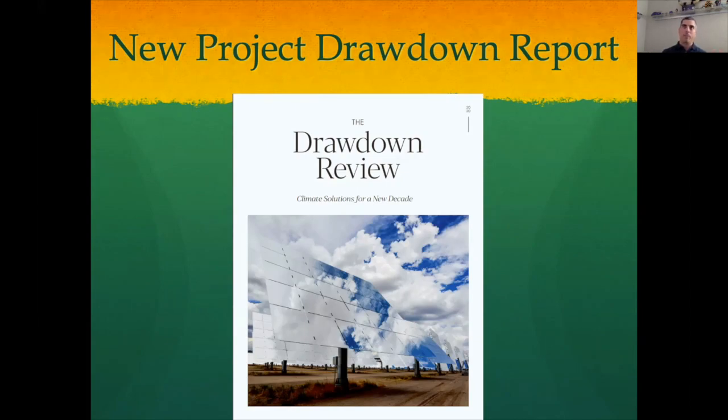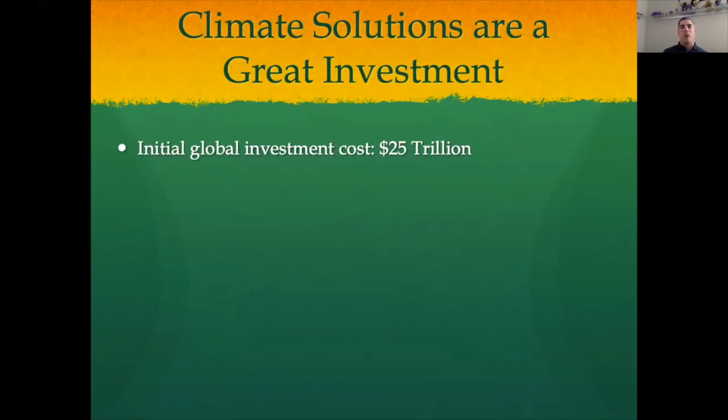And then just recently, they published the Drawdown Review of 2020, where they did an economic analysis of all these solutions. The bottom line was that if we want to keep global warming to the Paris target of less than 2 degrees Celsius, there will be an additional global investment into all these different solutions and technologies of something in the ballpark of $25 trillion. So that's a lot of money.